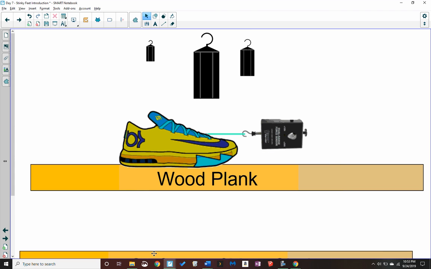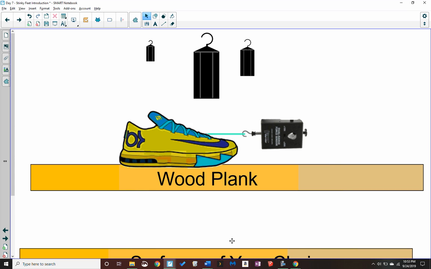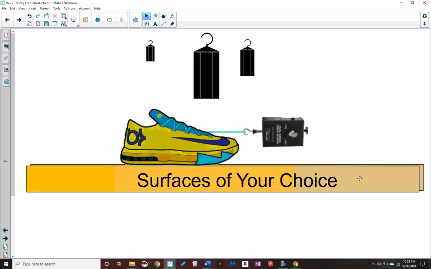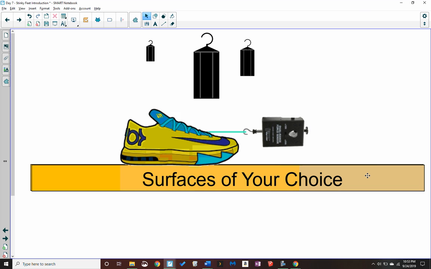So everybody will start with their shoe on a wood plank, and then after that you're going to choose a variety of surfaces of your choice. So it could be the tabletop, it could be the tile floor in the physics room. You can get creative with that. We'll have some random materials out, and if you think of anything that you would like to test, you can do that. But a couple things to be wary of.